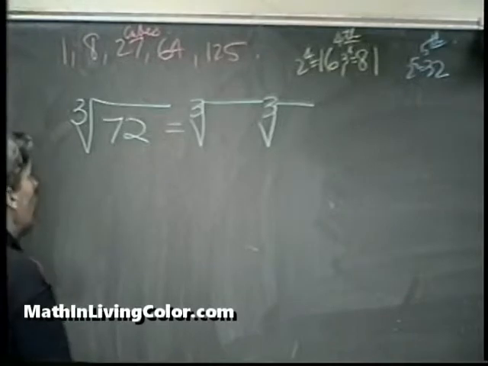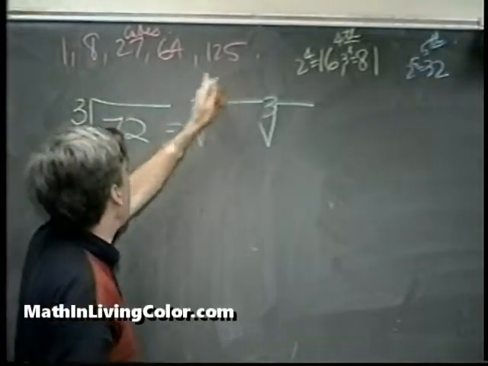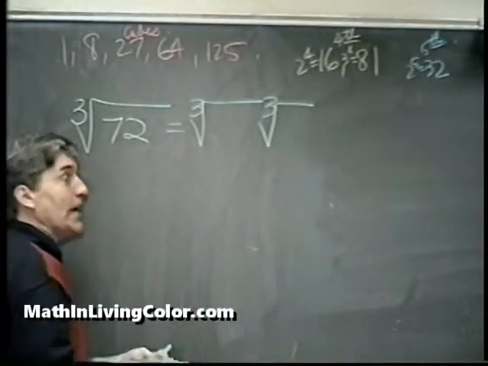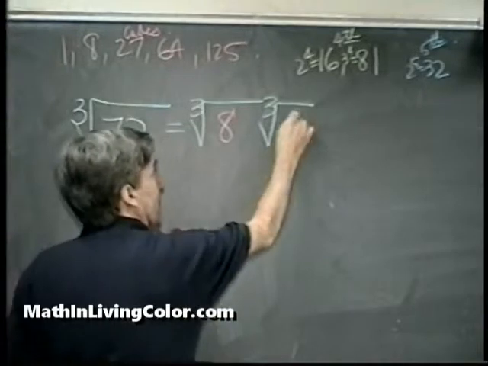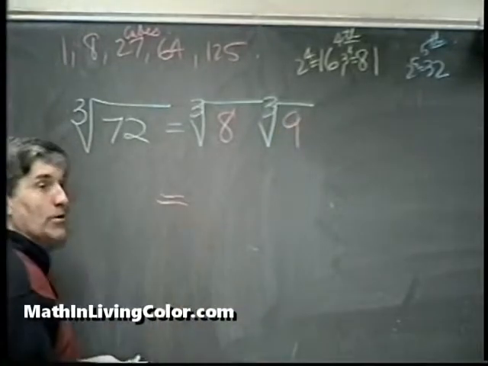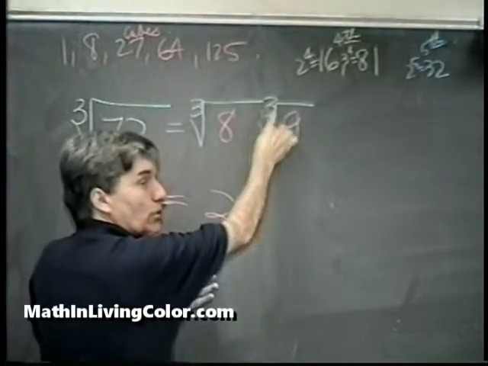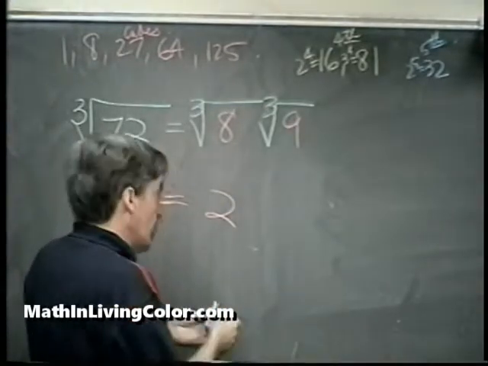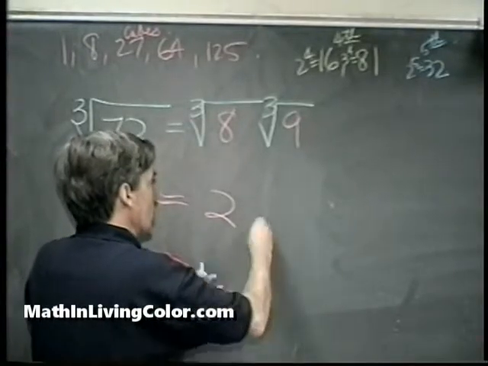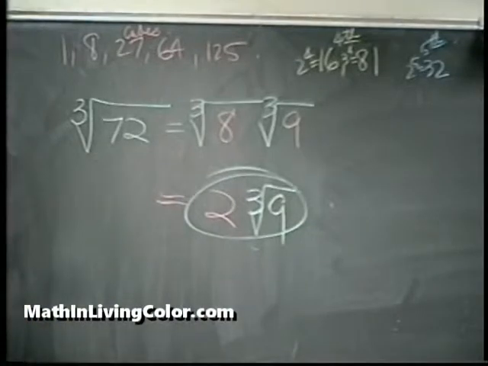Okay? Now, what's the perfect cube that divides into 72? Which of these numbers divides into 72? And you said 8. And what's the other number that's left over? 9. So the answer to the problem would be the cube root of 8 is 2. And then the cube root of 9, which we'll just leave as the cube root of 9. Right, can't simplify that. All right? Any questions on that?